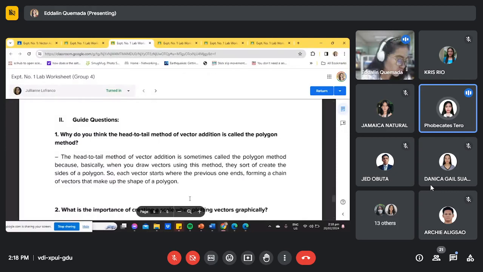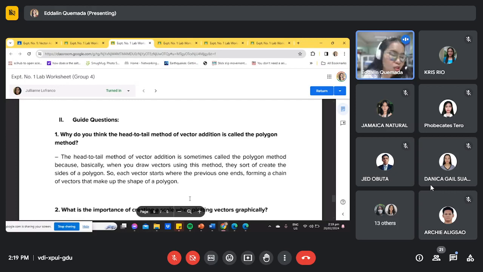Okay, your answer is actually correct. Other textbooks do call this the polygon method of vector addition because as you plot and connect vectors from one to another, you are actually creating a certain shape of a polygon. The moment you draw the resultant vector, you are already forming a closed polygon. That is why it is called the polygon method of vector addition. All right, thank you.